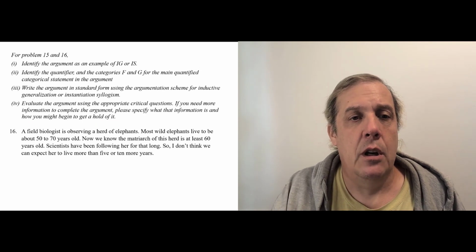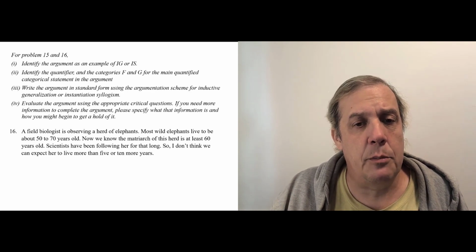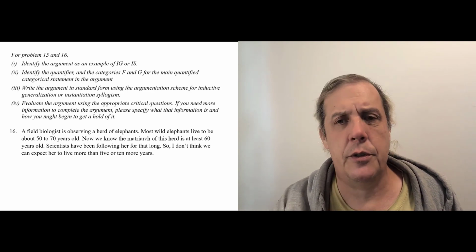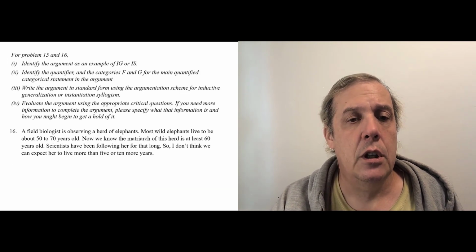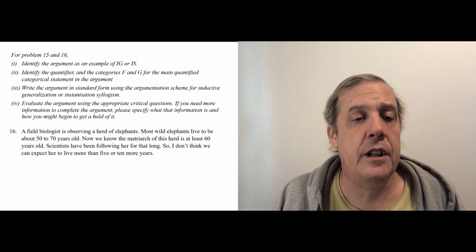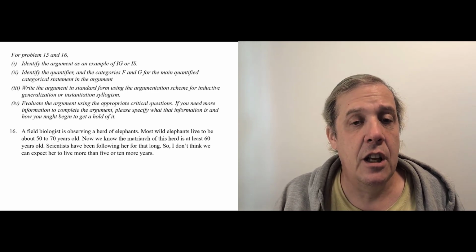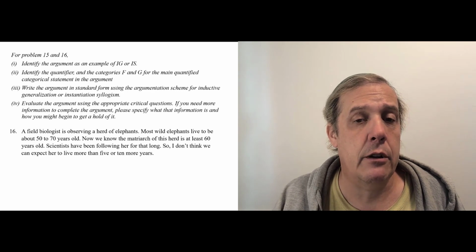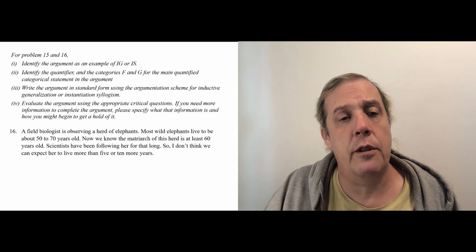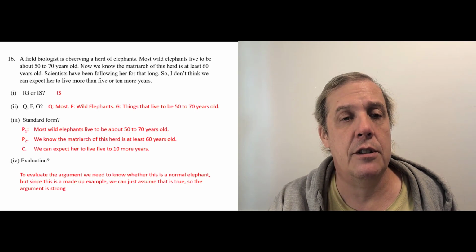All right, last up. A field biologist is observing a herd of elephants. Okay, so most wild elephants live to be about 50 to 70. We now know that the matriarch of this herd is at least 60, because scientists have been following her that long, so I don't think we can expect her to live more than 5 to 10 years. That first sentence should be in italics, which is the way it appears here. Let's get this all in. So this is how it all looks.